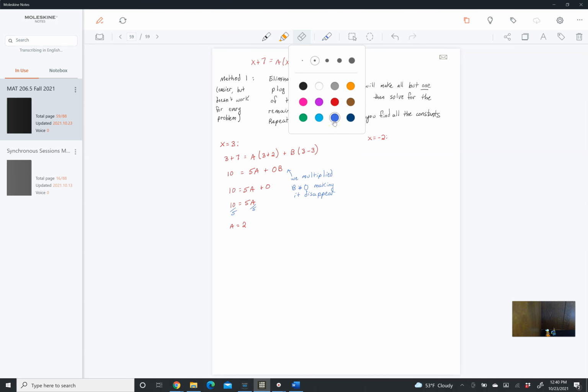So for x equals 3, B disappears. And for x equals -2, A is going to disappear.